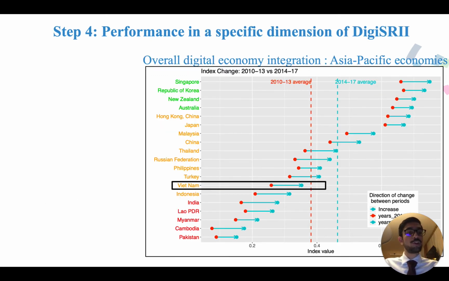We then move on to step 4, examining Vietnam's performance in a selected dimension. We choose dimension 7, digital economy integration. The analysis is based on the comprehensive index. Vietnam is placed towards the bottom of the group of average performers in the region. It performs moderately well in terms of progress made between 2010 and 2017, although remaining below the regional average for both periods.